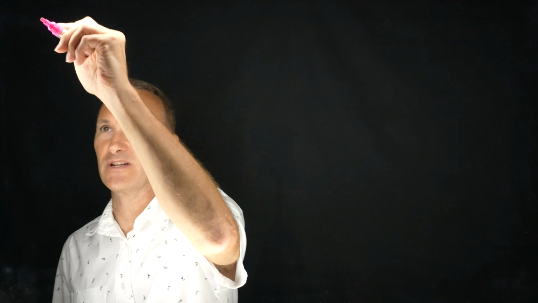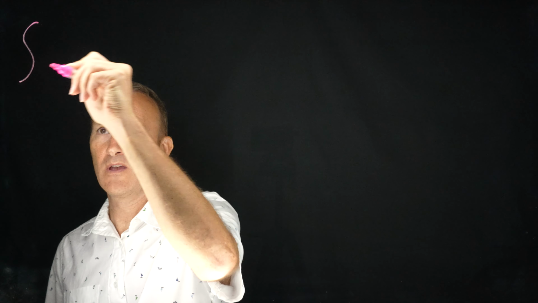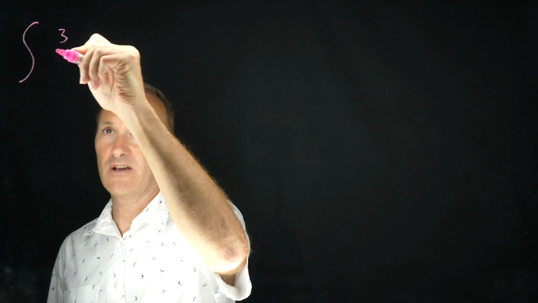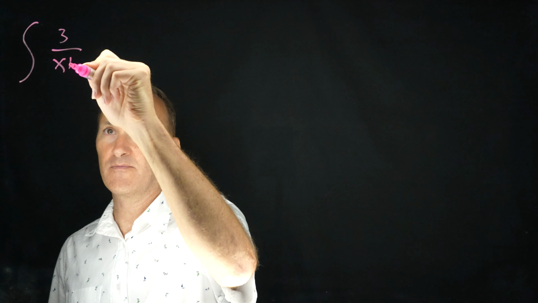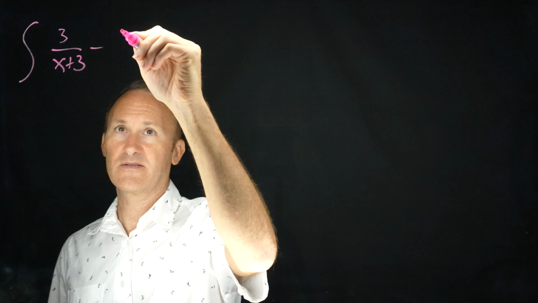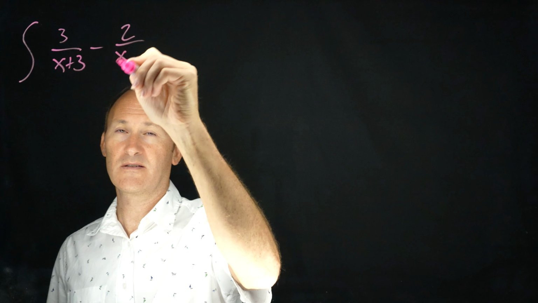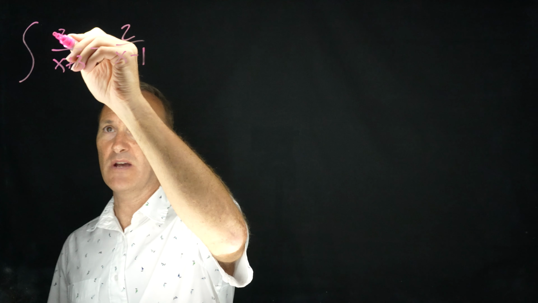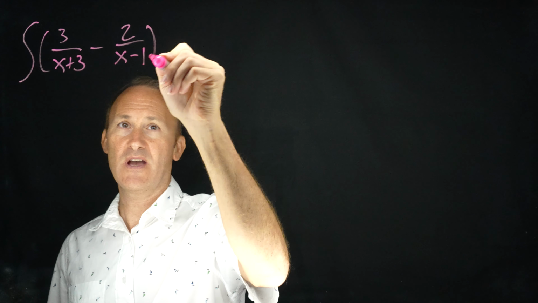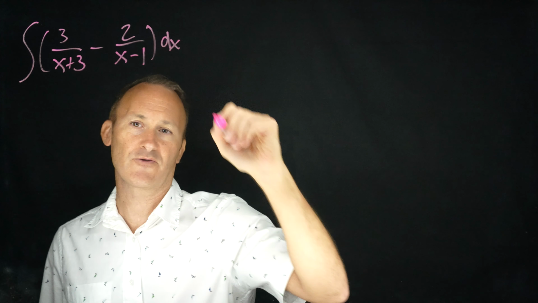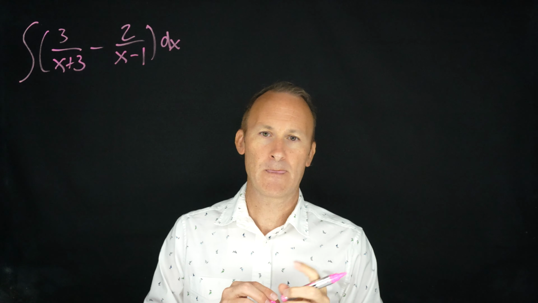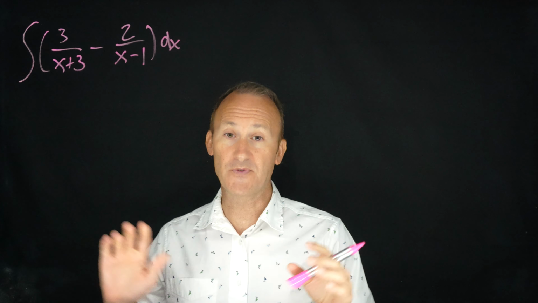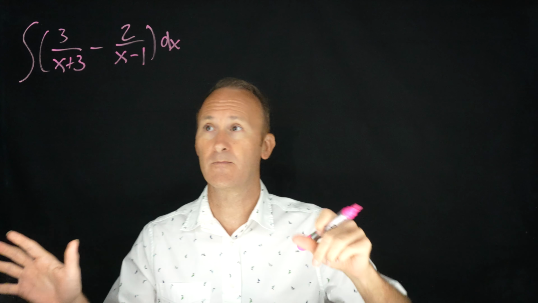Consider the following integral. We'll look at the integral of 3 over x plus 3 minus 2 over x minus 1. Okay, so we should be able to integrate this. We have two basically fractional terms. They're rational expressions with an x in the denominator, but the natural log will work here, right?